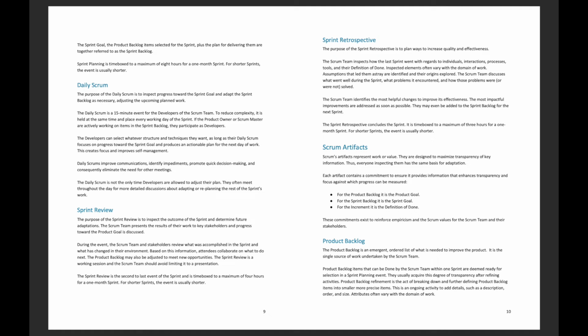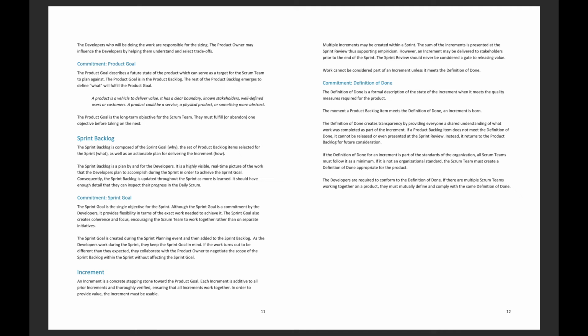Product backlog refinement is the act of breaking down and further defining product backlog items into smaller, more precise items. This is an ongoing activity to add details such as description, order, and size. Attributes often vary with the domain of work. The developers who will be doing the work are responsible for the sizing. The product owner may influence the developers by helping them understand and select trade-offs.